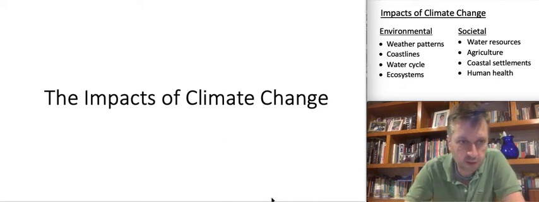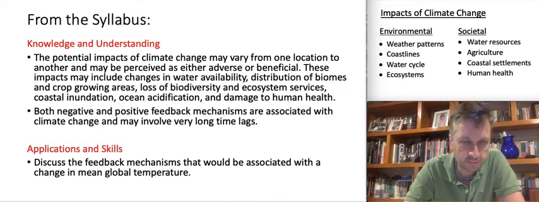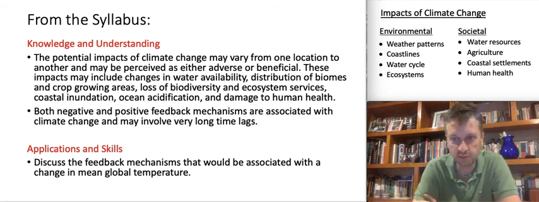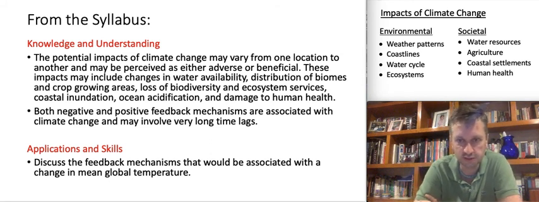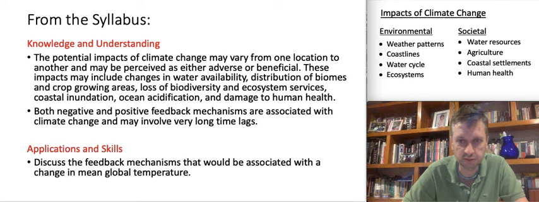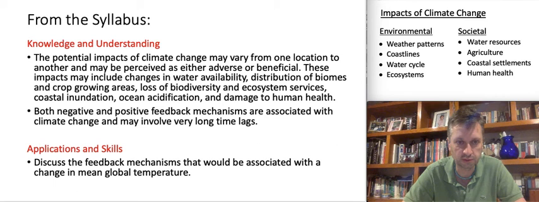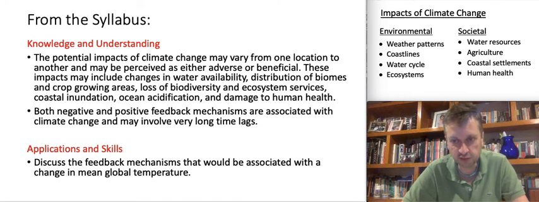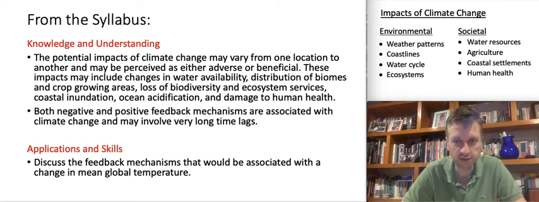Okay, so let me quickly go through the syllabus. I think I prefer the way that I've set out my two categories than the way the syllabus lists all of these things here, but I'll read through it anyway. So the syllabus says the potential impacts of climate change may vary from one location to another, and they may be perceived as either adverse or beneficial. These impacts may include changes in water availability, distribution of biomes and crop growing areas, loss of biodiversity and ecosystem services, coastal inundation or flooding, ocean acidification, and damage to human health. So as I say, I think I've set it out a little better with my two categories.